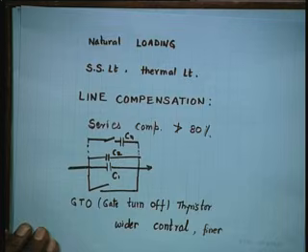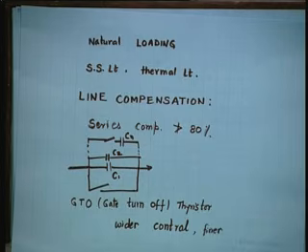Natural loading, steady state limit, thermal limit. So, surge impedance loading, etc., line compensation. Series compensation cannot be 100%. You can't operate line as a resistive line. So, it cannot be more than 80%. This is a rough formula.